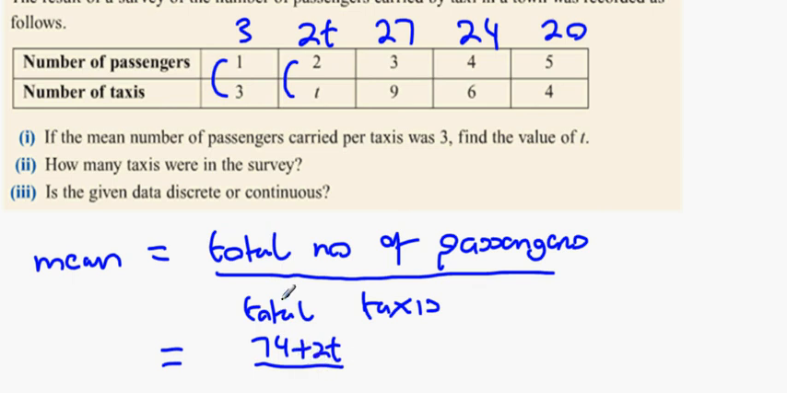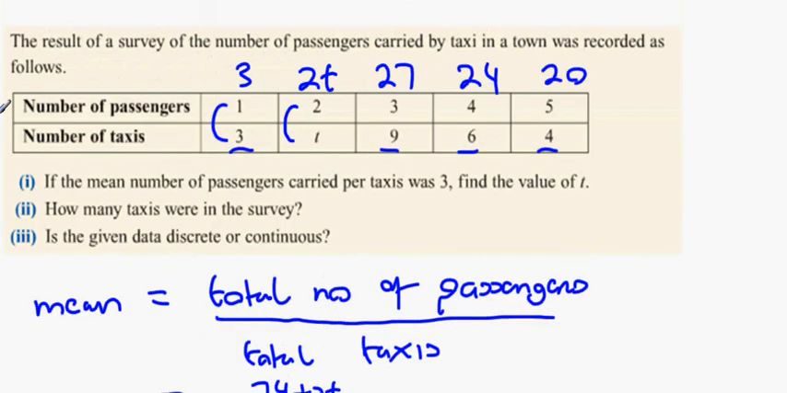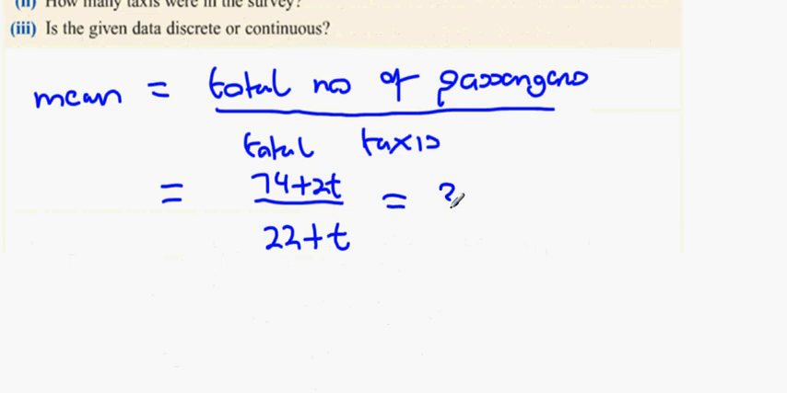(74 plus 2t) divided by the number of taxis. It's going to be 3 plus 9, 12. 12 plus 6 is 18. 18 plus 4 is 22. It's 22 plus t. And all of that equals 3, because the average is 3.